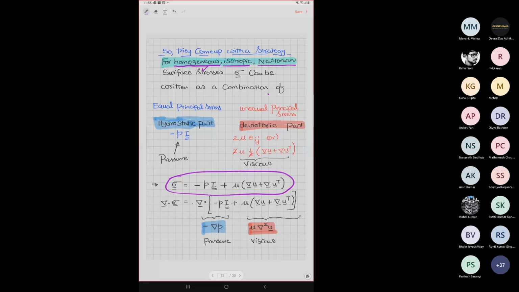And if I have that stress modeling, I can always talk in terms of my hydrostatic pressures and viscous stresses. So divergence of sigma is divergence of minus pi plus mu multiplied by del u plus del u transpose. If you simplify it further, some other day we will see that this entire thing can be written as minus grad p plus mu del square u. And that becomes the starting point of your Navier-Stokes equation.